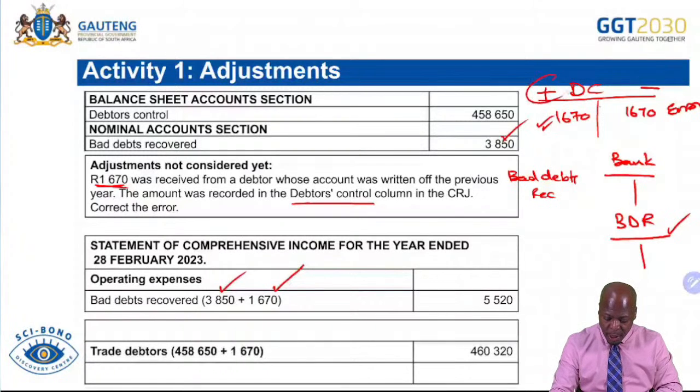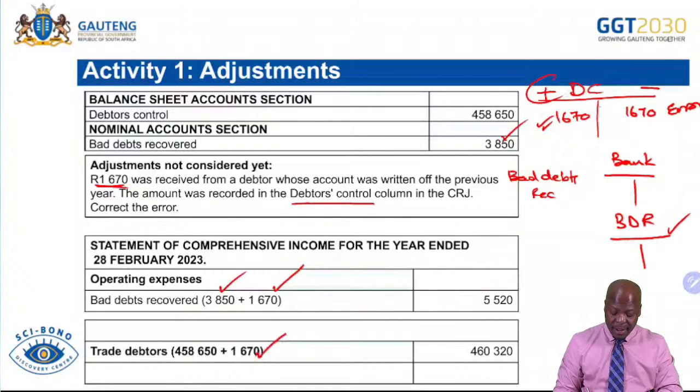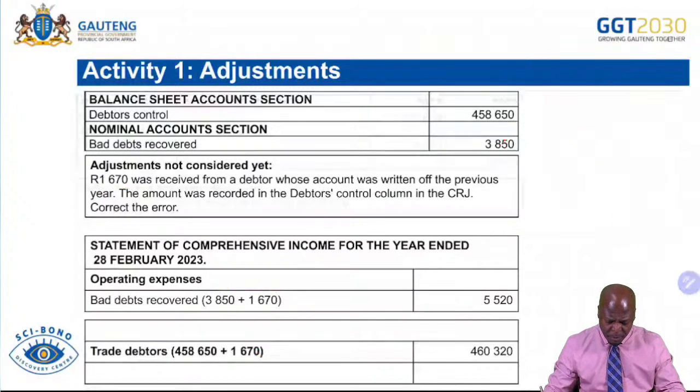And how do we do that? We come and we add back the 1,670. That is how we correct this particular error. Are we good? Can I go on to the next one? Okay, let's move on to the next one.